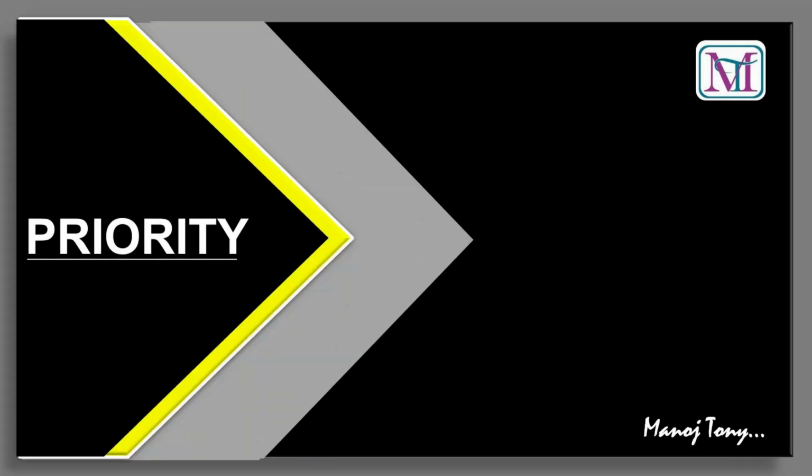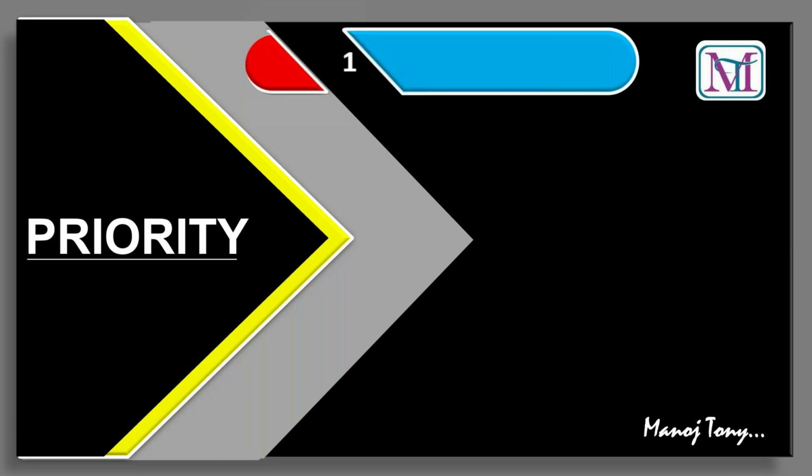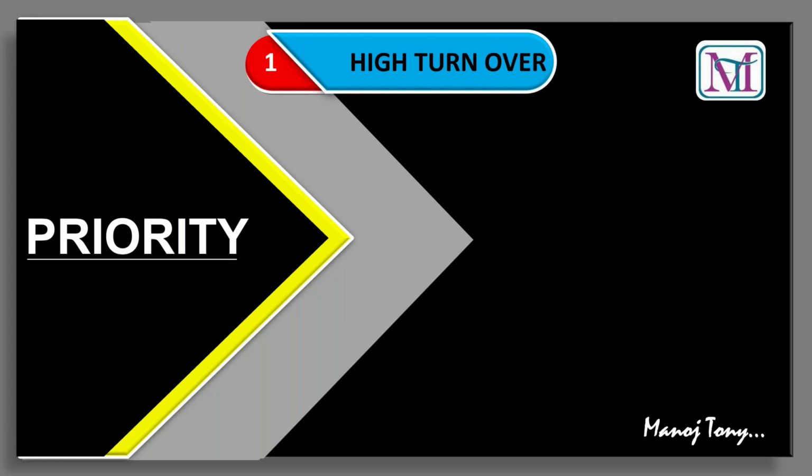Now if we talk about the priority, the business classifies the customers as high priority and low priority based on certain parameters. Let's see what the parameters are so that the business can classify the customer by priority. The first parameter is high turnover. High turnover means, for example, if a customer has a sales turnover of 1 crore or more in a year, then that customer comes under high priority customer. If sales turnover is less than 1 crore in a year, then that customer is a low priority customer.